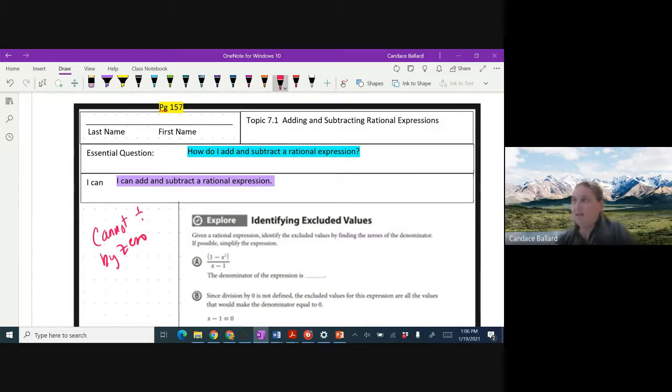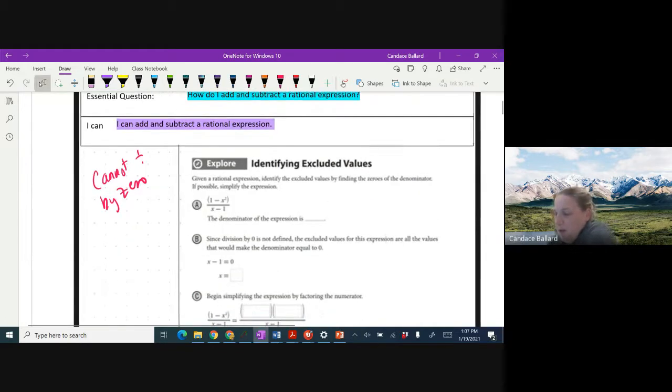If we divide by 0, our paper explodes, right? And we don't want any explosions on top of whatever else has gone on this last year. So do not divide by 0, okay? You write undefined. So when we are talking about an excluded value, it's something that's going to make our denominator equal to 0. So we don't want our denominator to be equal to 0.